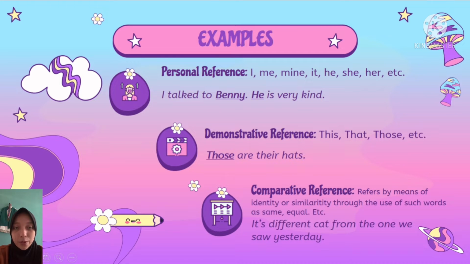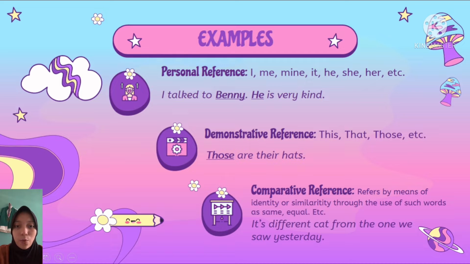Example: personal reference uses I, me, mine, he, she, her. I talked to Benny. He is very kind. He refers to Benny. Demonstrative reference uses this, that, those. Those are their hats. Demonstrative reference is used to indicate which entities are being referred to and to distinguish those entities from others.